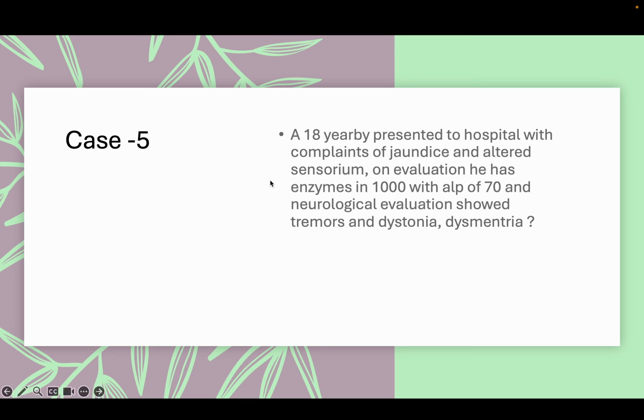Wilson's disease can present with acute liver failure, and ALP will be subnormal in this patient. ALP will generally be low because of coenzyme deficiency: copper is required for the coenzyme of ALP, so that is why it is low. So this is a case of Wilson's disease. How do you treat it? You generally use zinc supplementation. You can give penicillamine also. So that is how you treat this patient.